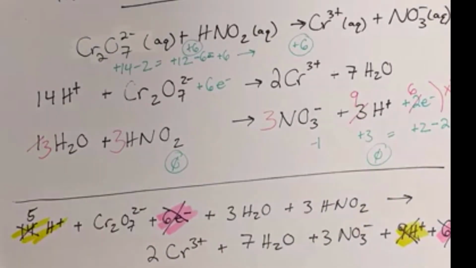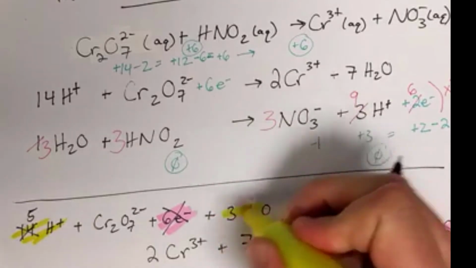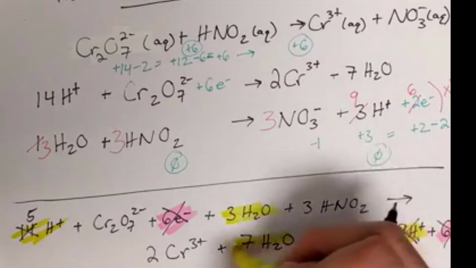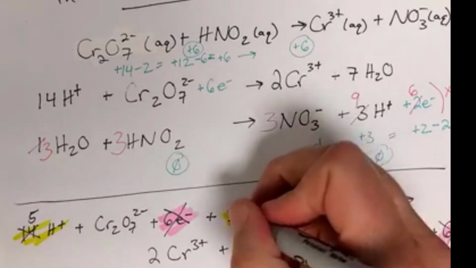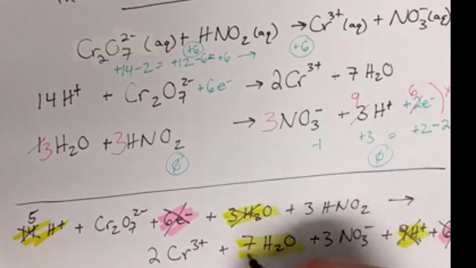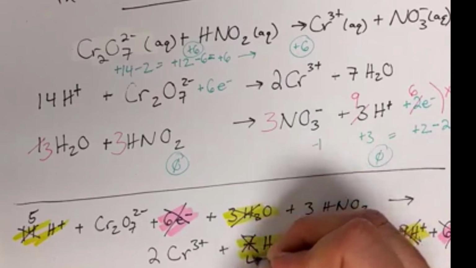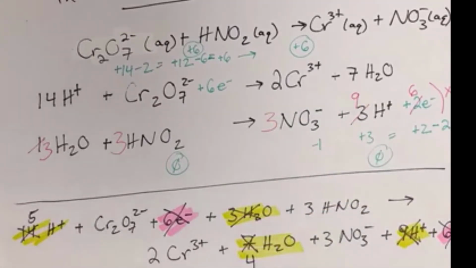What's left? I've got water on both sides of my equation. So I've got 3 waters here and 7 waters here. So what that means is all 3 of these are going to go away, leaving me with 4. 7 minus 3 is 4.